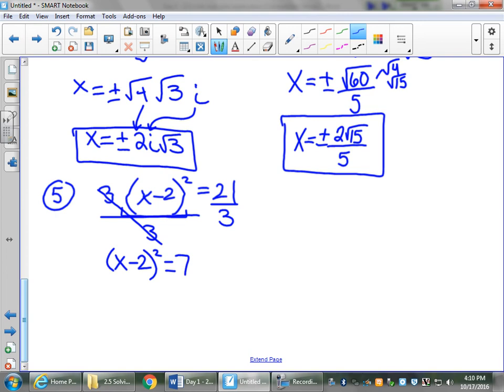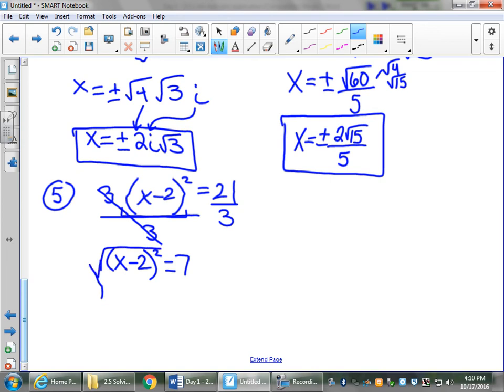I can't distribute the 2 because of the minus sign, and I don't want to FOIL this out. I don't want to do x minus 2 times x minus 2 because then I'll have a b term, and if I have a b term, I can't solve by square roots. So I can get rid of that square right now by square rooting that whole quantity.